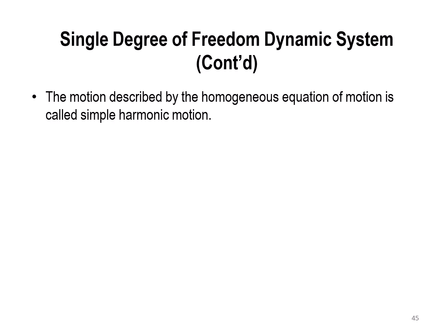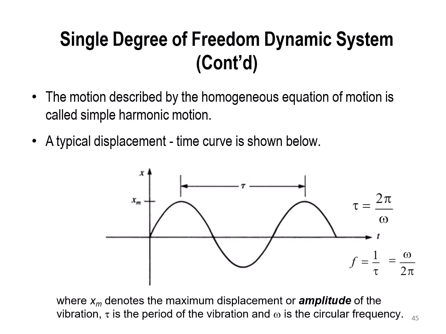The motion described by the homogeneous equation of motion is called simple harmonic motion. A typical displacement to time curve is shown below. It will look like a sine wave, where the xm value denotes the maximum displacement or amplitude of the vibration. The tau, from peak to peak, is the period of the vibration, and omega represents the circular frequency.